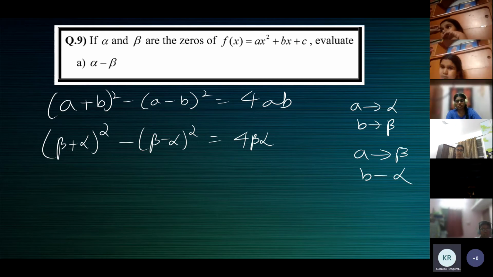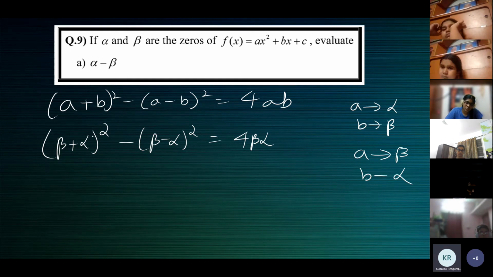This is also true. Beta plus alpha the whole square minus beta minus alpha the whole square is equal to 4 beta alpha. Taking a as beta and b as alpha, for us it doesn't make any difference. Beta plus alpha, alpha plus beta, both are the same. So minus b by a only.